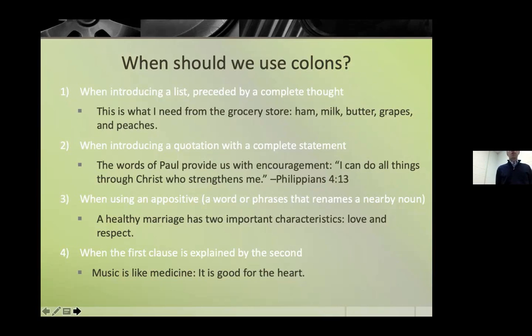But the key thing here is that the colon is preceded by a complete thought, and this is true for all of the uses of the colon. If you imagine the sentence divided into left and right, the left side, or the introductory element, always should be a complete thought or an independent clause. So I should be able to put a period where the colon is, and say, okay, that makes sense. And you can see that's going to be true for the other examples too.